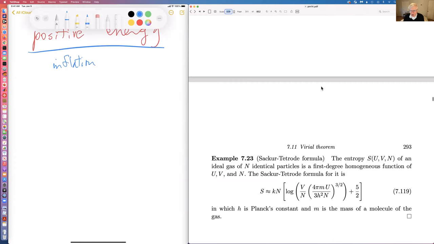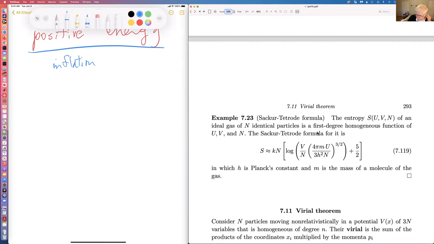By the way, there was a mistake in the book. I guess what I was trying to say was that if you have many kinds of particles, you would not have, well, I don't know why I wrote what I did in the book. The reality is that the entropy of an ideal gas of N identical particles is a first degree homogeneous function of the internal energy, the volume, and the number of particles. And the reason is that if you multiply U, V, N by T, the T's cancel here, the T's cancel there, and you get one extra T. So it's a degree one homogeneity. This is called the Sackur-Tetrode formula. Why we're writing in terms of h rather than h bar, I don't know.